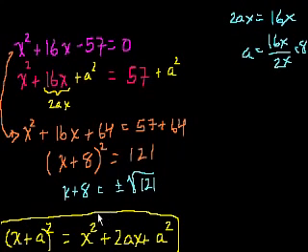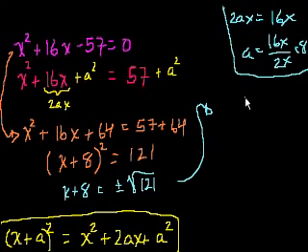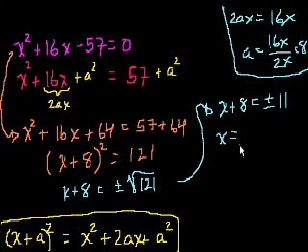And what's the square root of 121? Well, it's 11, right? So then we come here. Let me box this away so you know this was just an aside. So we get x plus 8 is equal to plus or minus 11. And so x is equal to, subtract 8 from both sides, minus 8 plus or minus 11.